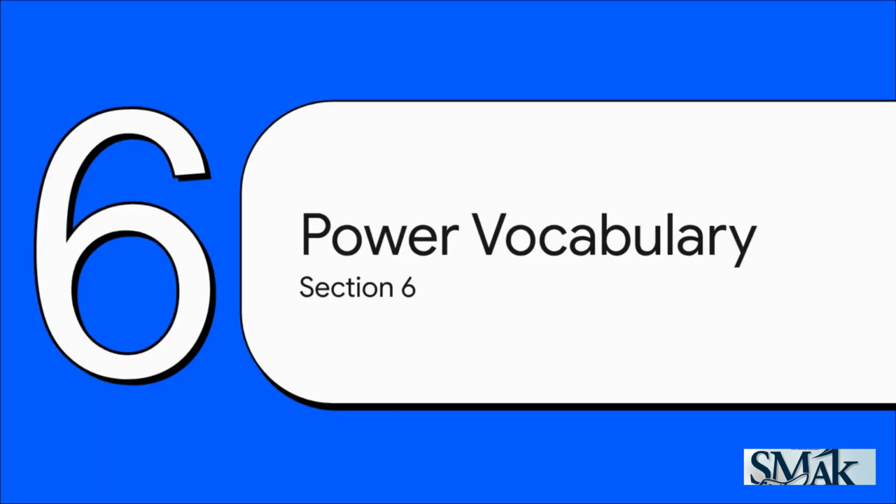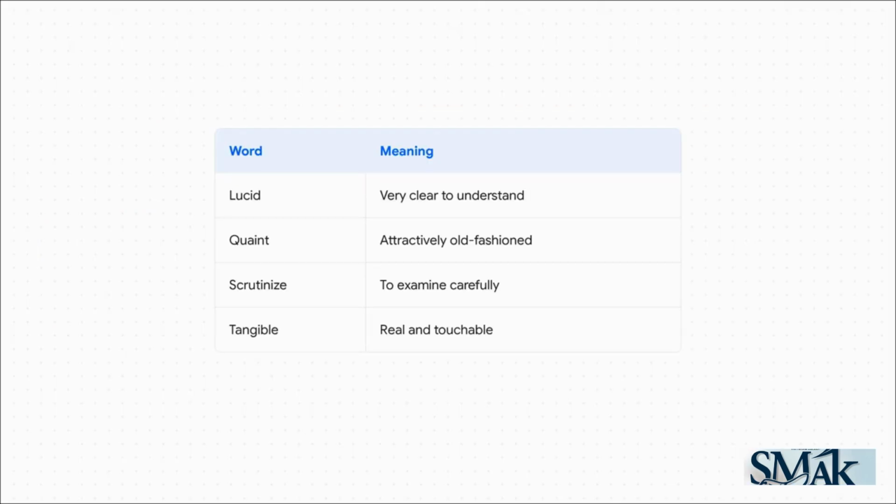Let's move on to our final level up for today's explainer. Section 6. Power vocabulary words. We've pulled some fantastic power words that can immediately upgrade a basic sentence into a really sophisticated one. Instead of saying an explanation was just clear, say it was lucid, meaning very clear and easy to understand.